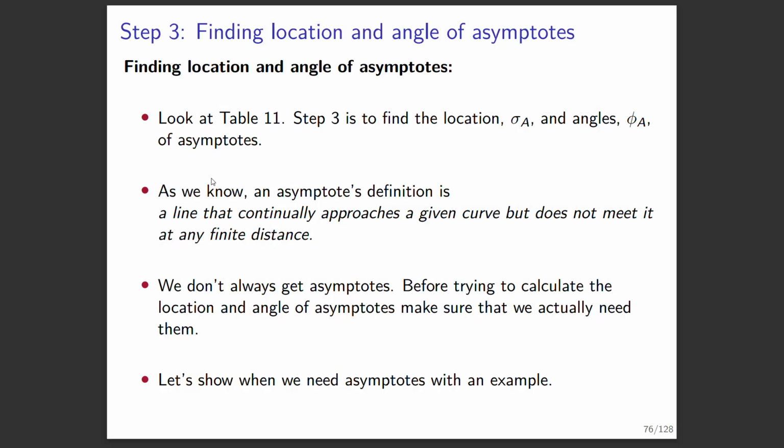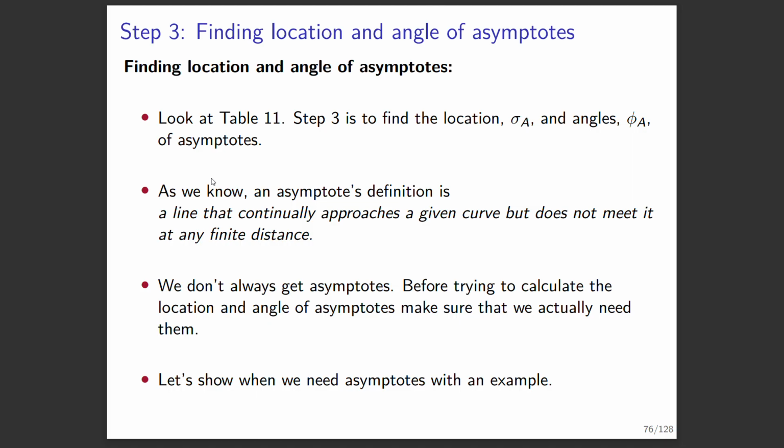Okay, so we have learned how to prepare the root locus. We have learned how to find the segments on the real axis that are in the locus. Now we want to find the location and angle of asymptotes. Remember from previous courses what an asymptote means. The definition of an asymptote is a line that continually approaches a given curve but does not meet it at any finite distance.